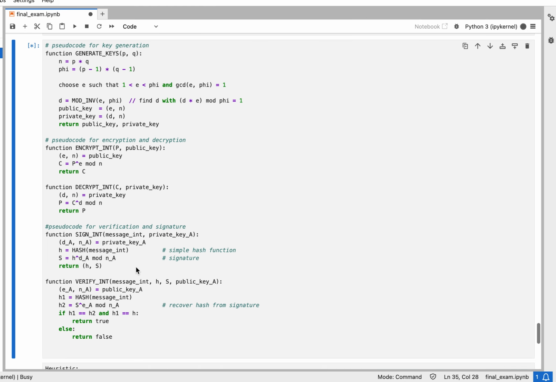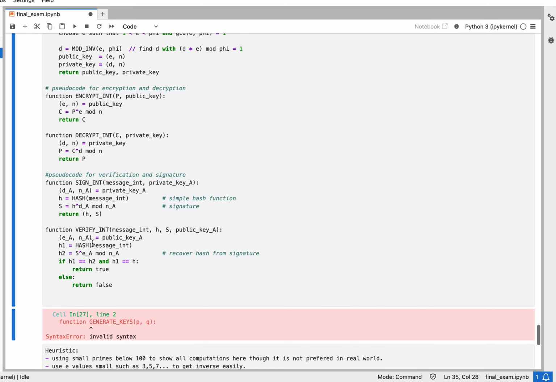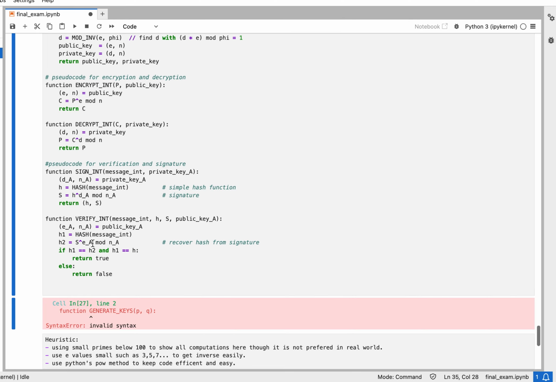Okay, sorry, I was trying to run it. So for sample runs, I have used three different small pairs of prime numbers. For example, p and q equal to 11 and 13, or 17 and 19, or 23 and 29.